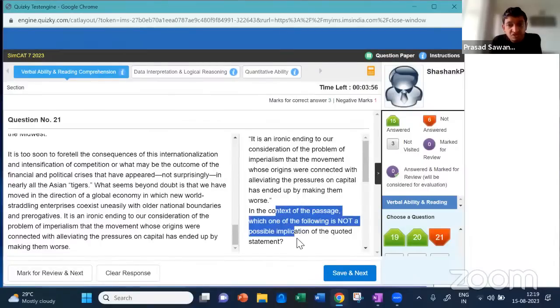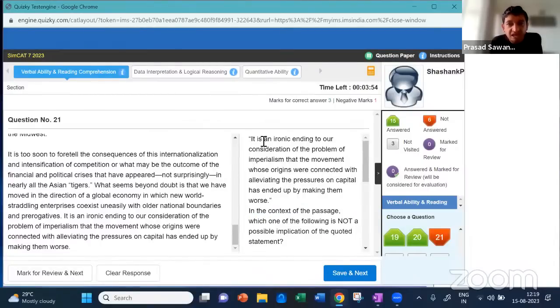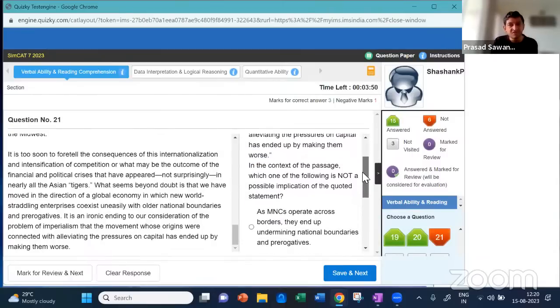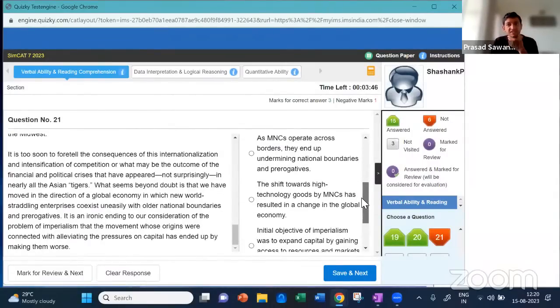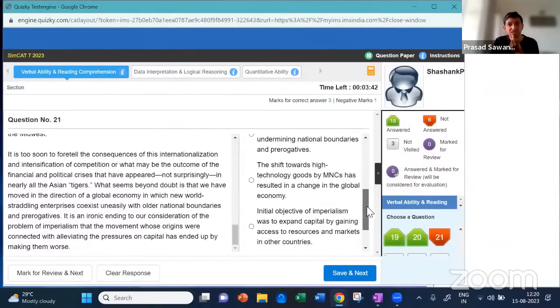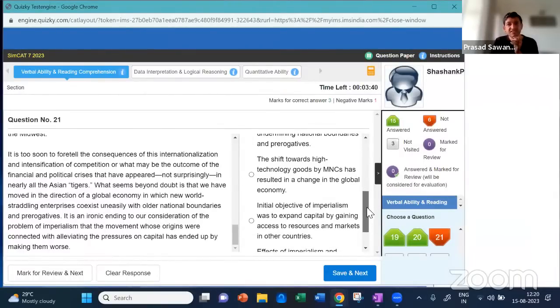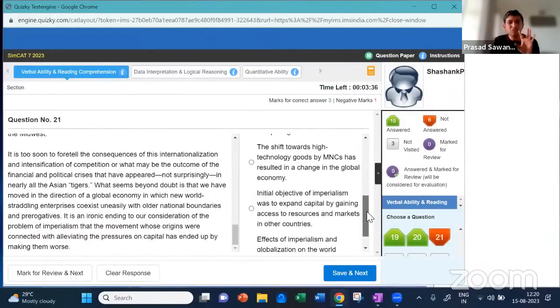Okay, which of the following is not a possible implication? Which one? Ironic, that, okay. Okay, not very comfortable with this one, but let's see. As MNCs operate across borders, they end up undermining national boundaries and prerogatives. Okay? The shift towards high technology goods by MNCs has resulted in a change in the global economy. Okay, we're talking mostly in terms of the conundrum that exists and the discontent that is there, right? So it's not exactly positive as such.